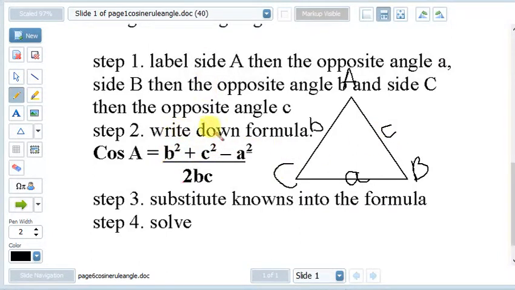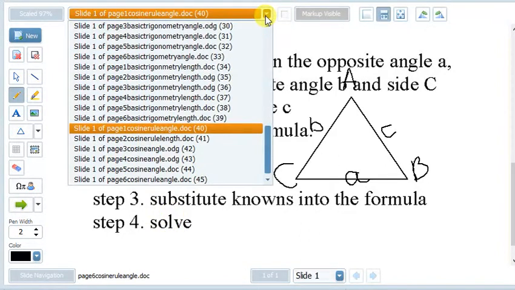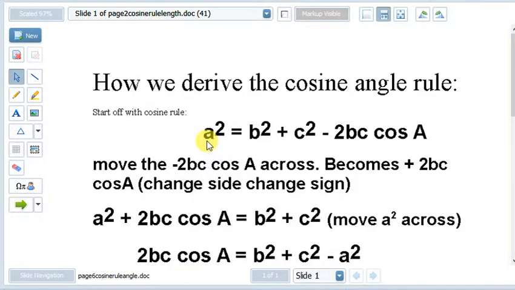So next we write down the formula, which is cos A equals b squared plus c squared minus a squared all over 2bc. Step 3, we then substitute our knowns into the formula, and step 4, we solve. Okay, so let's go through a quick example, so how we derive the cosine rule.